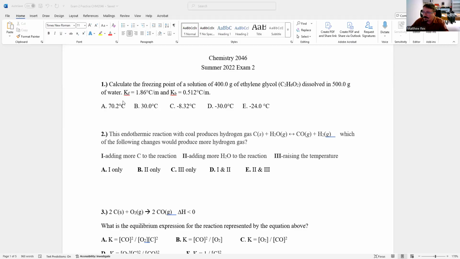Okay, let's look at the solutions for the practice exam. Here we have question 1, calculate the freezing point of a solution of 400 grams of ethylene glycol dissolved in 500 grams of water. So freezing point depression, so we need to find the molality of that ethylene glycol solution.